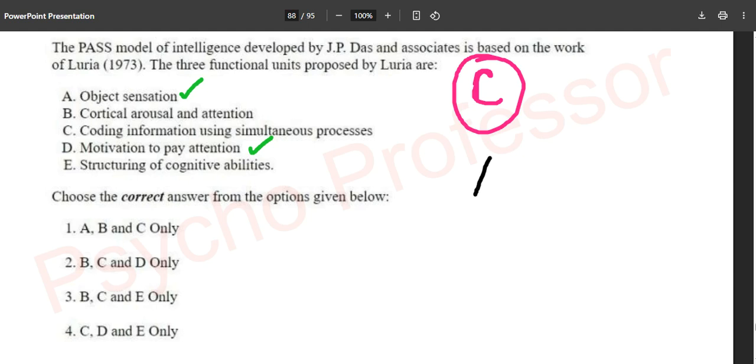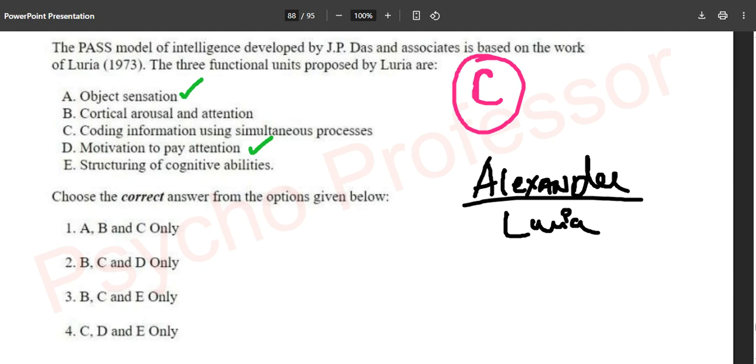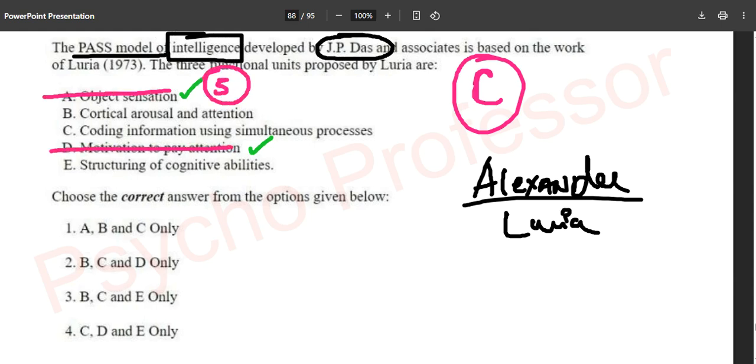Okay, first of all, this guy, who is this? This is Alexander Luria for you. Based on Alexander Luria's work from Russia, JP Das and associates developed the PASS model of intelligence. Okay, we are doing unit number 6. First of all, object sensation is for your unit number 5, and motivation to pay attention is also for your unit number 5.